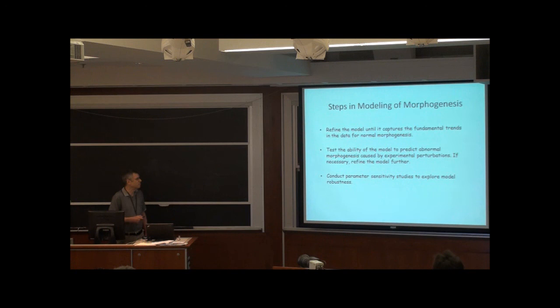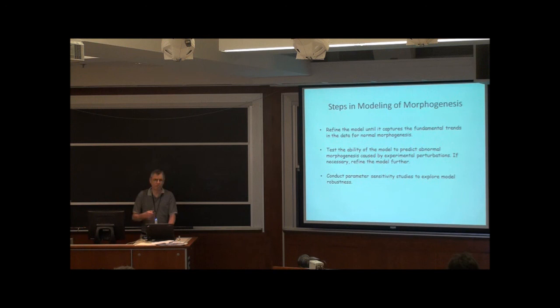Then the next step is to test the ability of the model to predict abnormal morphogenesis. First we start out by matching normal morphogenesis, then we test the model because it should also be able to predict abnormal morphogenesis, which is caused by experimental perturbations. If the model is correct, it should be able to do that. And then usually that won't work, and so we refine the model further. We keep doing this until we finally have what we think is a reasonable model, and then we conduct parameter sensitivity studies to explore the robustness of the model to show which parameters are the most important in your model.